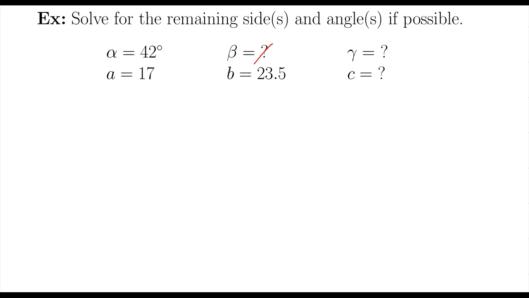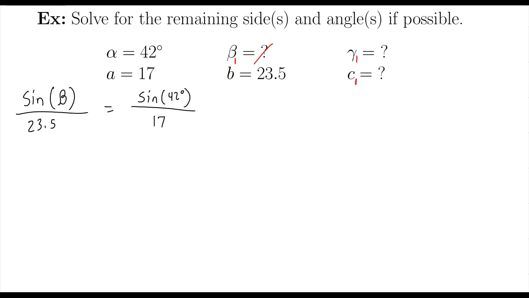I'm going to go ahead and call it beta 1, which makes this gamma 1 and C1. My first possible triangle. To find that, I will use sine of beta 1 over b, which is 23.5, equals sine of alpha, 42 degrees, over a. I'm going to multiply both sides by 23.5.